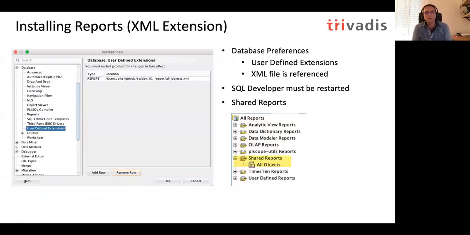When you have such an XML file with a report within, then you may share it. And to share it, or to import it in SQL Developer and make it visible under the shared reports, you have to define an entry for every XML file. It says the type of the extension is a report, and where I find this file. So this way I may import it.